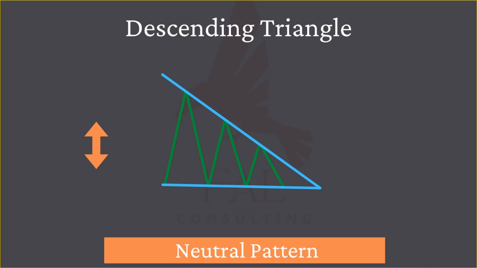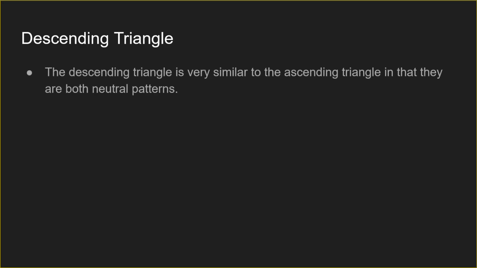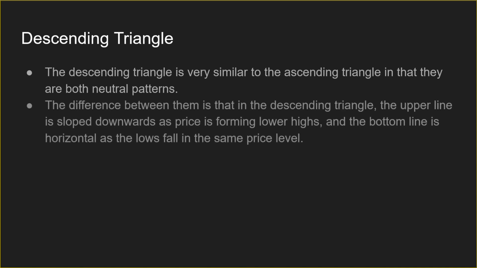Next pattern we'll take a look at is the descending triangle. This is once again considered a neutral pattern. It's very similar to the ascending triangle in that they are both neutral patterns. The difference between them is that in the descending triangle, the upper line is sloped downwards as the price is forming lower highs, and the bottom line is horizontal as the lows fall in the same price level.